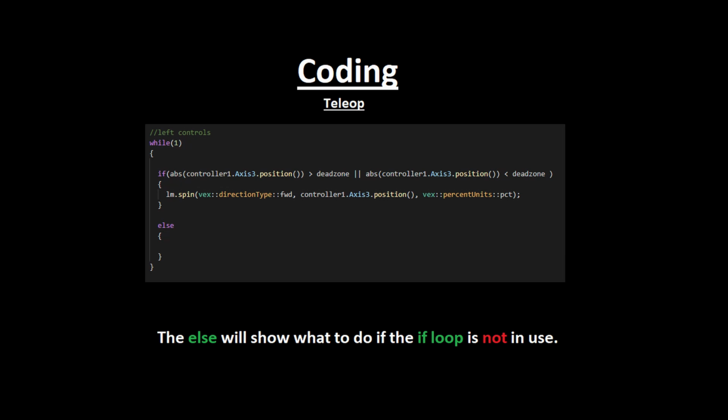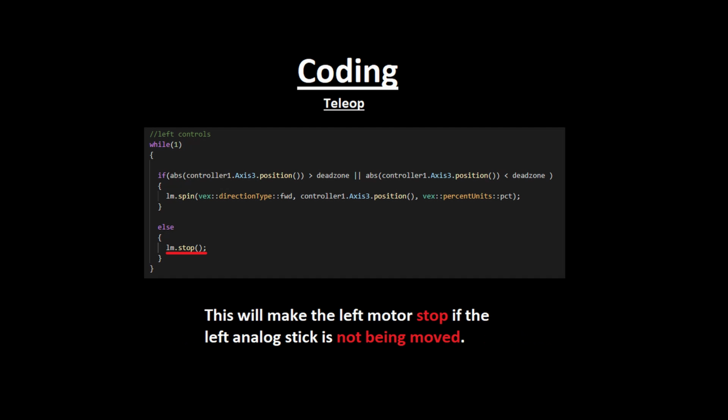An else statement, like I said before, shows the command that runs when no input is coming in. If you create an else statement where the if statement ended, started and ended in brackets, then you can write to make the left motor stop using the motor stop command that we used earlier.